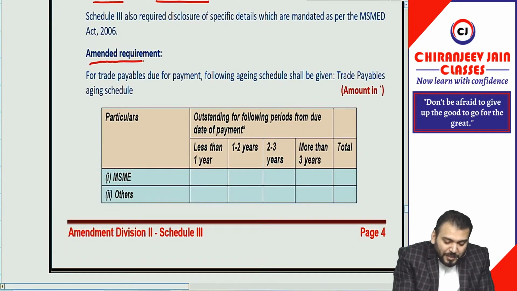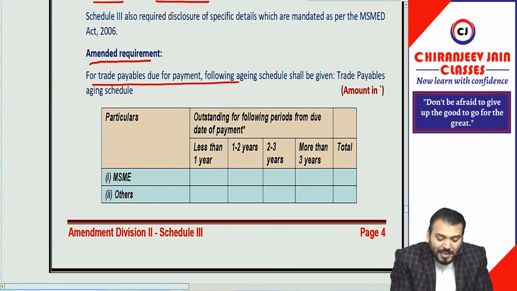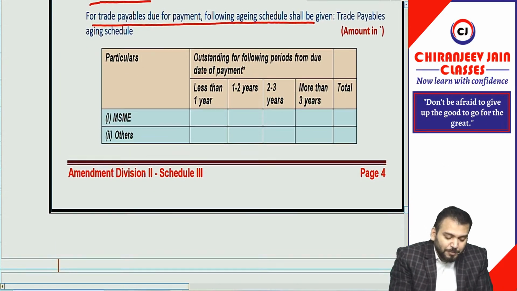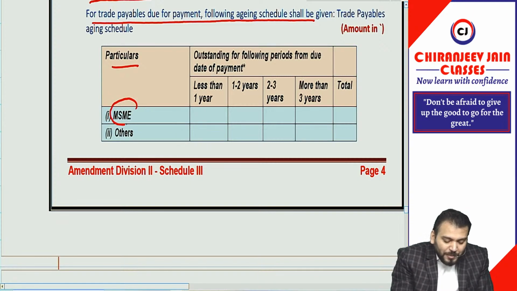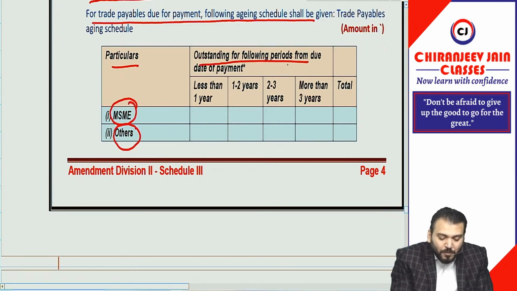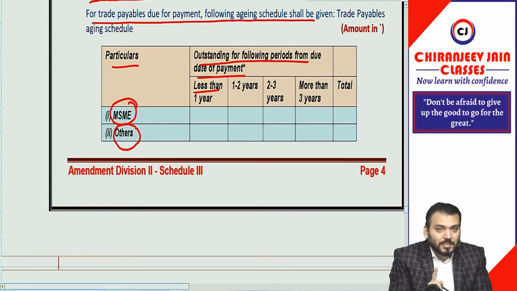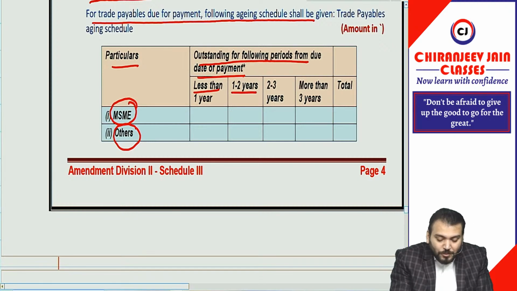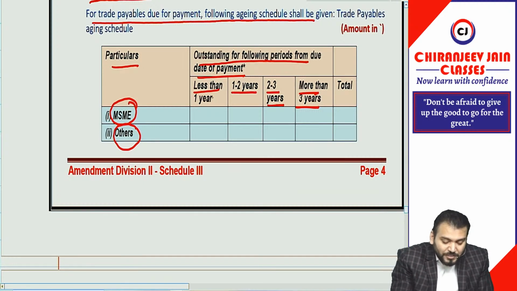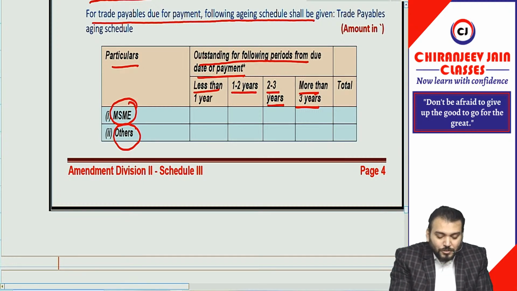Now, as per the amended requirement, they say that for trade payable due for payment, the following ageing schedule shall be given. You can see the particular amount due to MSME, amount due to others, outstanding for the following periods from the due date of payment: less than 1 year, 6 months is not the criterion, then 1 year to 2 years, 2 years to 3 years, more than 3 years, and total.